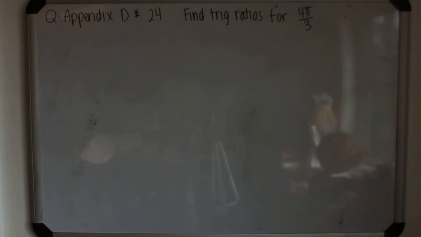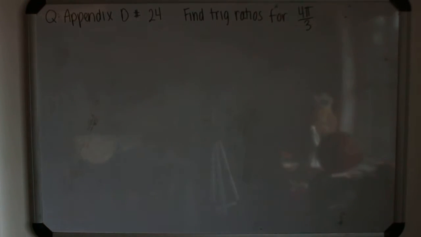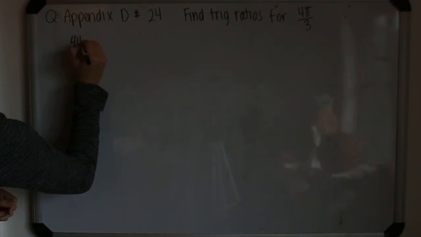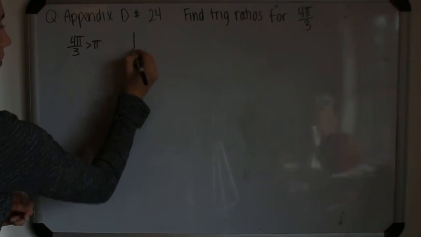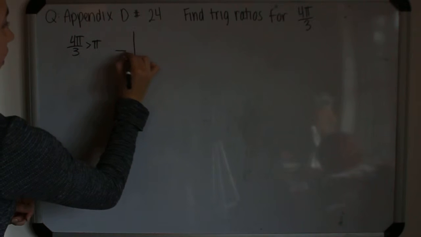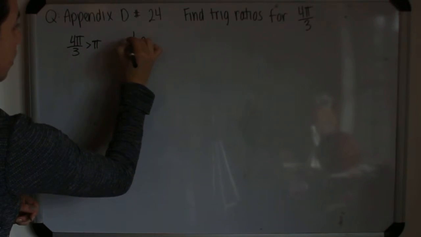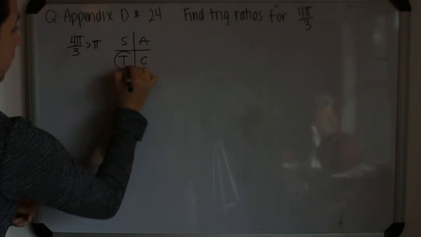Hey everybody, so today we're going to be solving question number 24 from Appendix D, and it asked us to find the trig ratios for 4 pi over 3. So starting off, we know that 4 pi over 3 is greater than pi, which means it will be in the third quadrant. So using the CAST rule, that is the T quadrant.